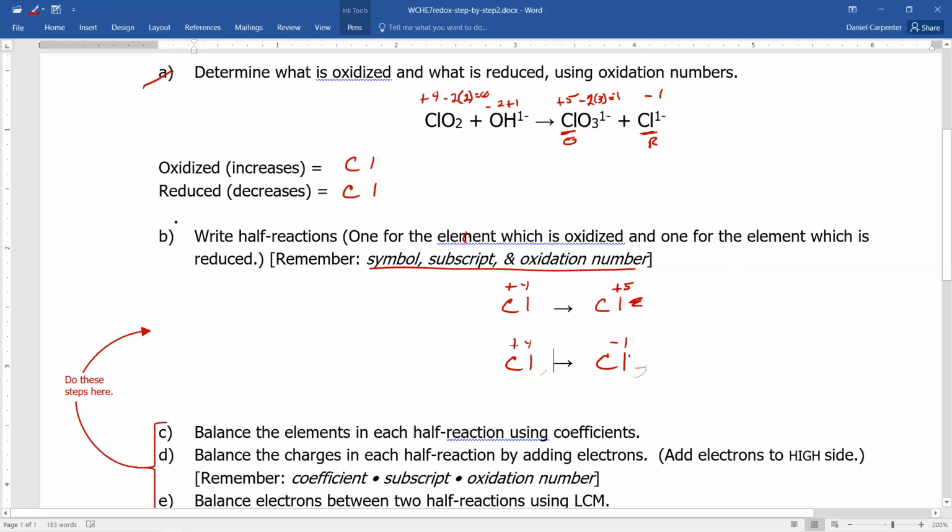Okay, let's see. We did this one. Balance the elements. They're already balanced. Now the charges, remember, it's coefficient times subscript times oxidation number. So I'm just going to do it. I'm not going to talk it.